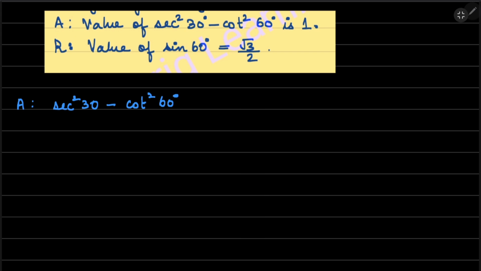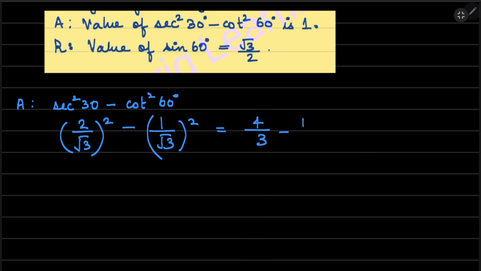Right. What is cos 30? So secant square 30 is the reciprocal of cos square 30. So here you'll have root 3 by 2 or 2 by root 3, the whole square, minus what is cot 60? Cot 60 is nothing but 1 by tan 60, right? Tan 60 is root 3. Therefore, cot 60 would be 1 by root 3, the whole square. Let's solve it. So you have 2 square 4 by 3 minus 1 by 3, which is nothing but 3 by 3, which is equal to 1. Therefore, the assertion statement is true.